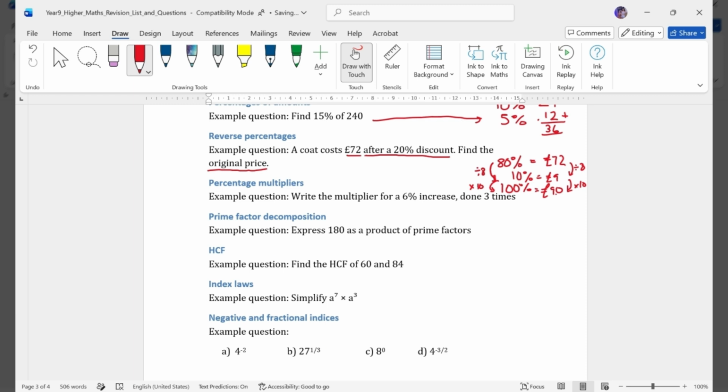Okay. Percentage multipliers. Now we haven't got a calculator, so we're going to just write what the sum would be rather than actually do it.